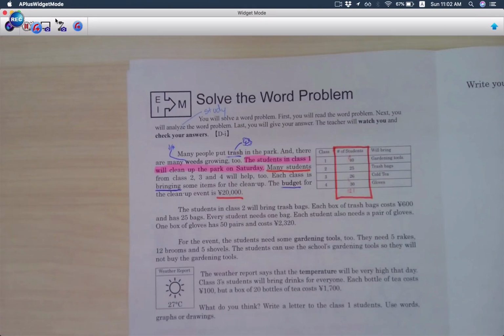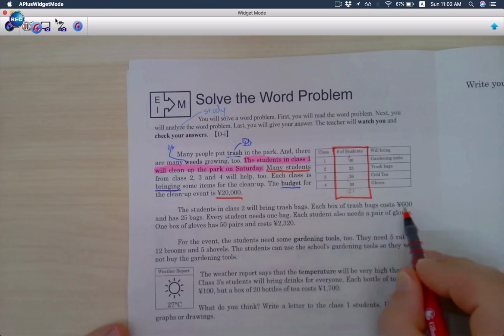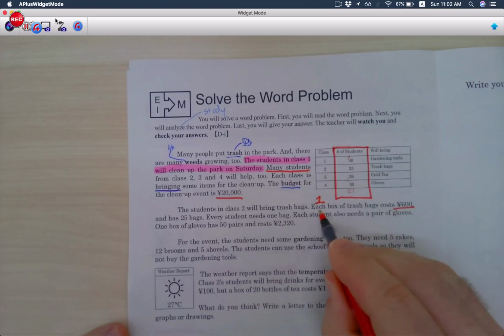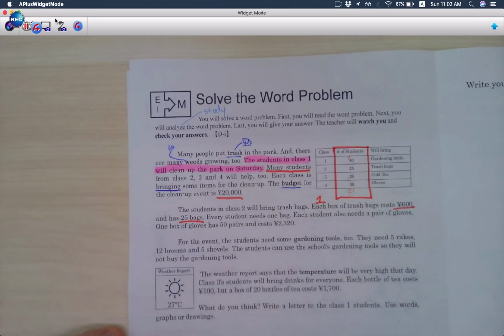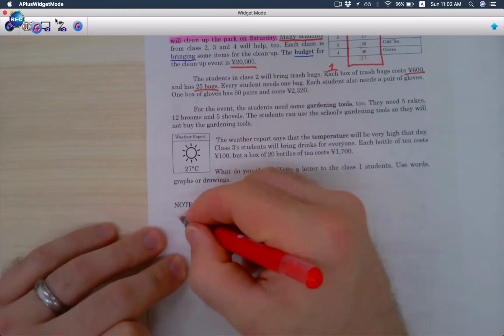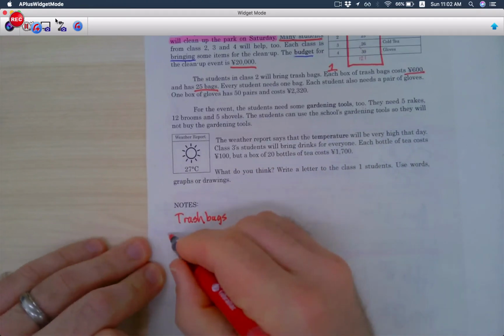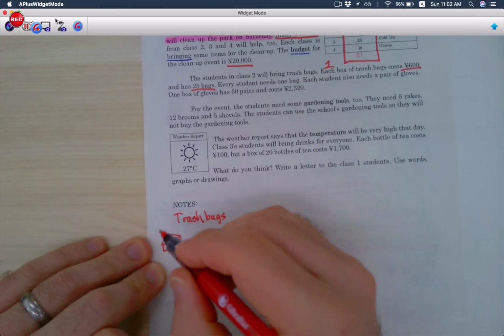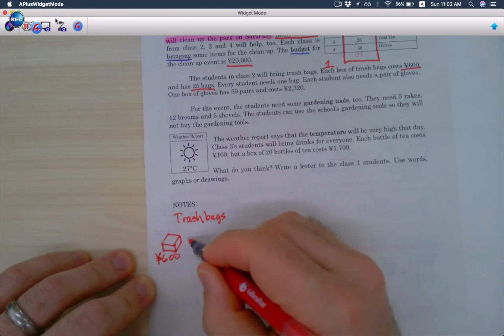Okay, so looking here, each box of trash bags is 600 yen. So each means one. One box of trash bags is 600 yen and has 25 bags. Well, I'm going to right away start making notes down here. So trash bags, one box is 600 yen and has 25 bags.